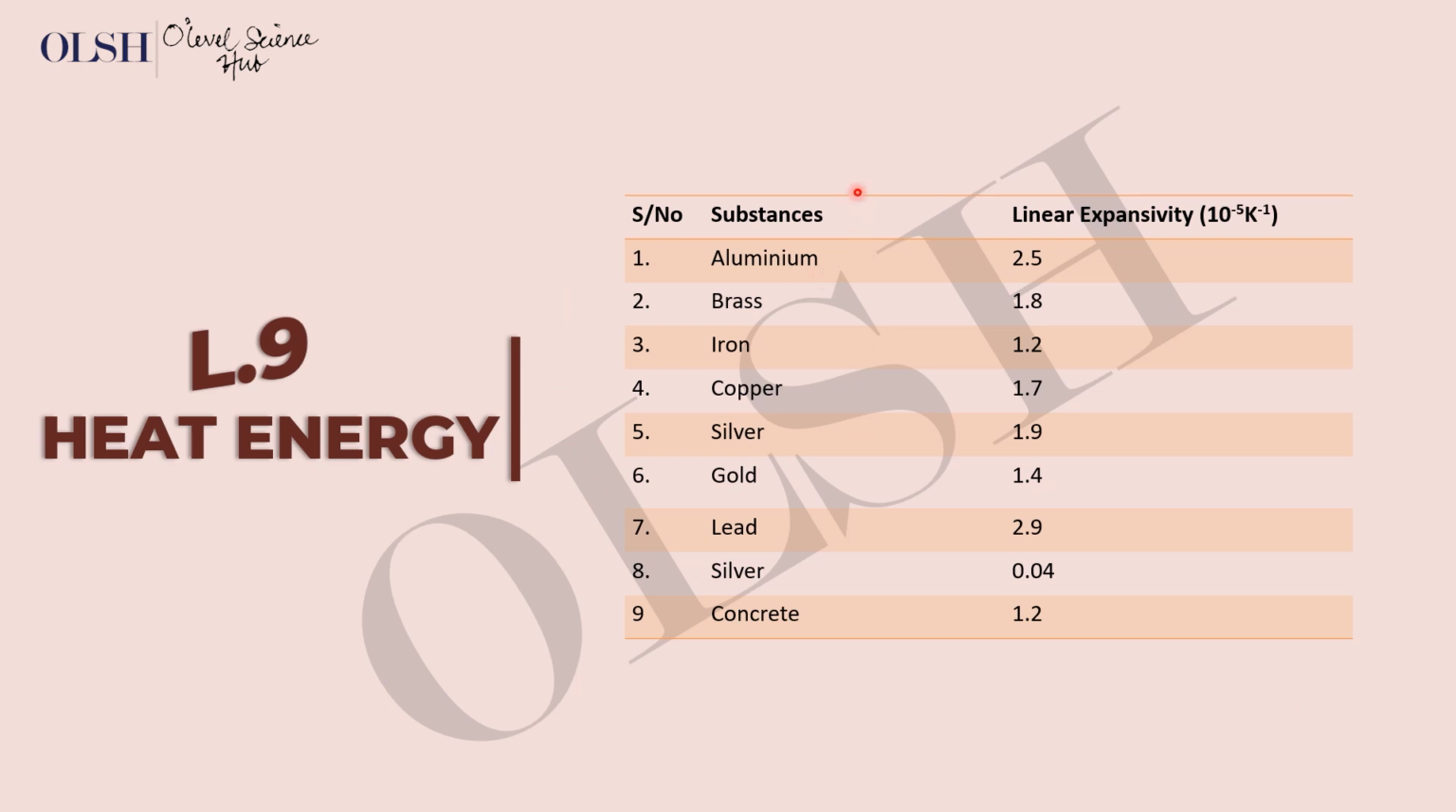Next, we can see that every substance has its own value for linear expansivity. This was gotten through experiments and has been given to us. So we have the likes of aluminium with the linear expansivity of 2.5 times 10 raised to the minus 5 per Kelvin. So it means whenever you heat up aluminium, the length of aluminium will change by 2.5 times 10 raised to the minus 5. Same for brass, you have it changed by 1.8 times 10 raised to the minus 5. You have iron changed by 1.2 times 10 raised to the minus 5. You have copper 1.7, down to concrete that changes by 1.2 times 10 raised to the minus 5 per Kelvin.